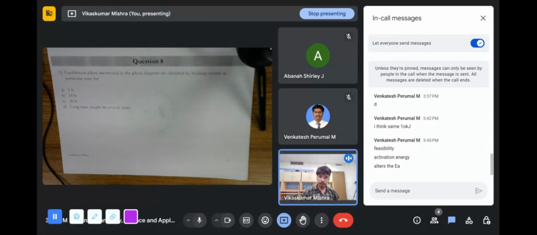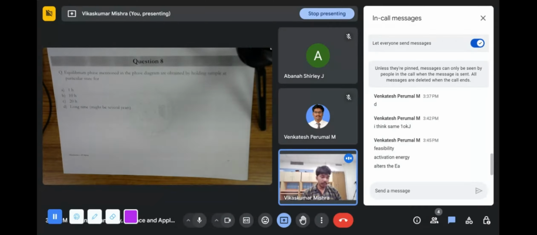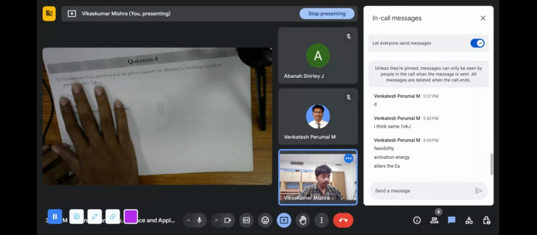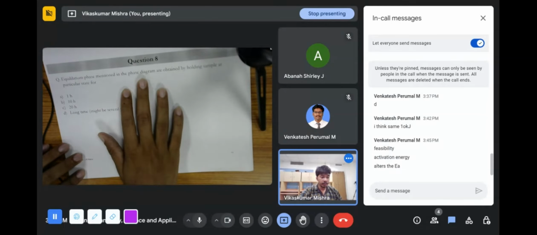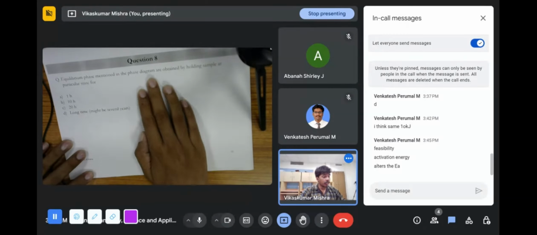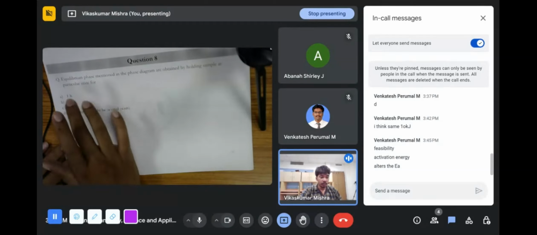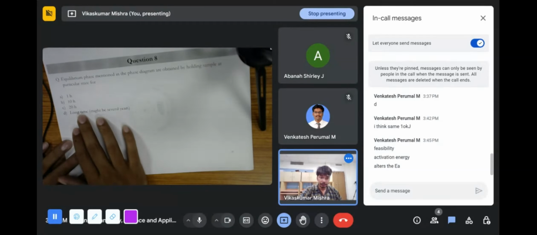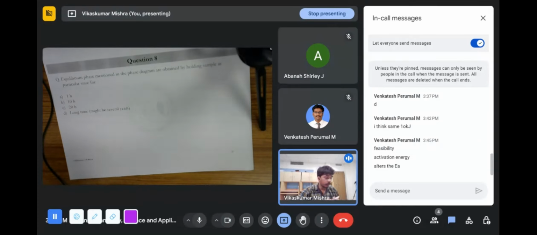Okay, let's read this question. Here, what they are saying is that the equilibrium phases mentioned in the phase diagram are obtained by holding the sample at a particular state for 1 hour, 10 hours, 20 hours, or a long time. Particular state, what does it mean? See, first of all, they are asking about the phase diagram.